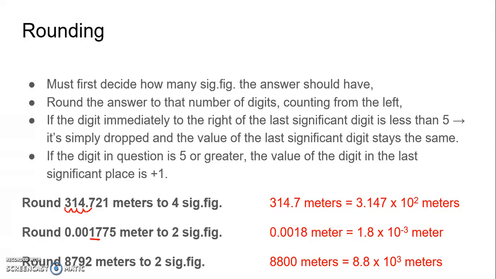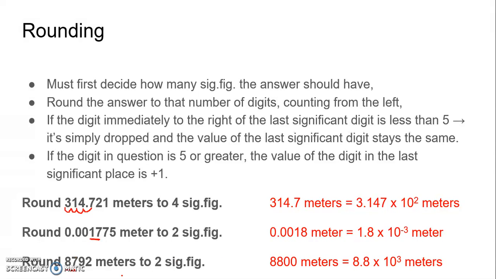The third example, you have 8,792 meters to 2 significant figures. Now, you would count from the left to the right, so you would end up with these two, 78. Right immediately after 7 is 9, which is greater than 5. So you would add 1 to 7 here, so you would have 88.